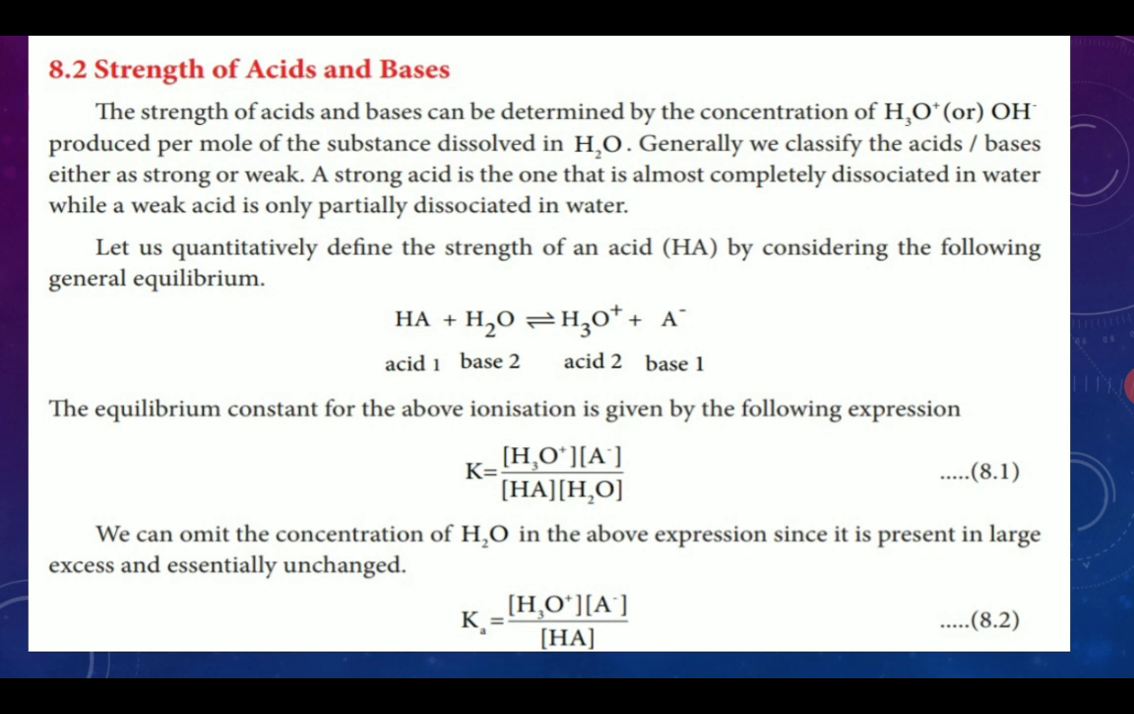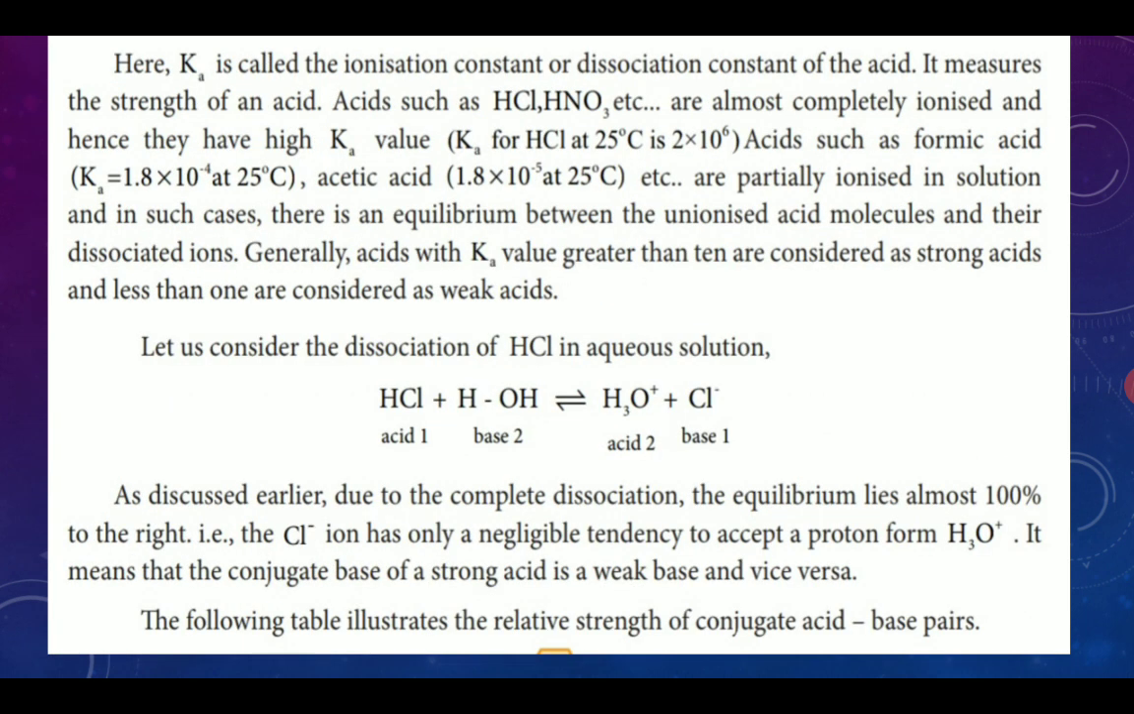Since water is in excess, its concentration is always large and can be avoided. Therefore the equation becomes Ka equals H3O+ times A- divided by HA only, no water molecule. Here this Ka is called the ionization constant or dissociation constant of the acid. Ka means dissociation constant of the acid. It measures the strength of the acid.